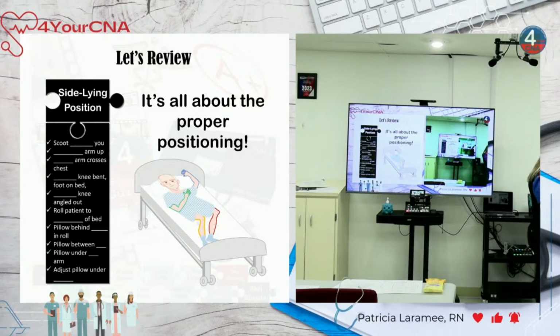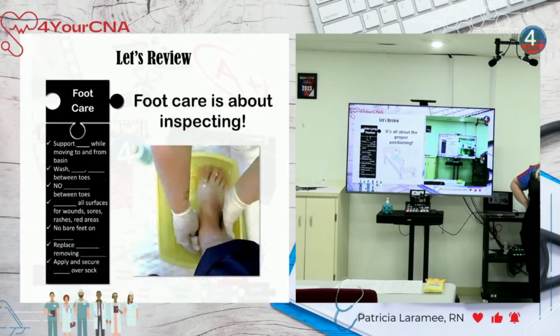I want to put some pillows there to keep them in place. The pillow behind the back is the hard one. That's the roll. And then I'm going to put one between their legs, between knees and ankles, one under the upper arm, and adjust the one under their head. I don't know if you guys remember this, which hand should the call light be placed in? Remember, we don't want that cord over their neck. So which hand should their call light be placed in? The one under the pillow? Yeah, the bottom hand. Very good. Very good. Okay, foot care, just like hand and nail care, a little lower and nothing with the nails.